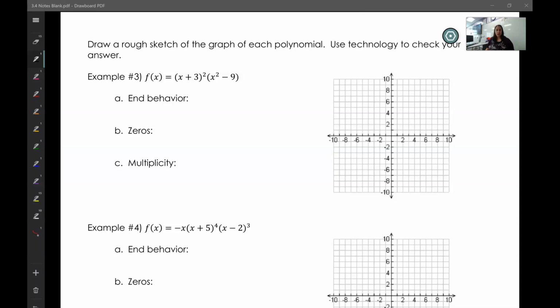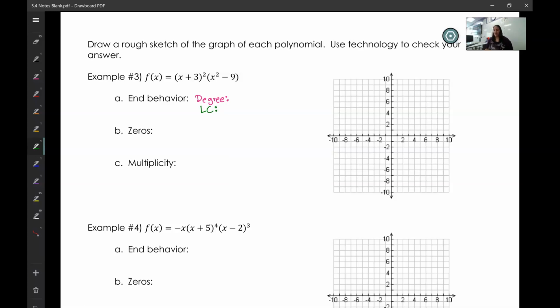Let's practice sketching a polynomial from everything we've learned so far. So we're given a polynomial right here. I need to start by finding the end behavior. If you remember from the previous video, that means I need the degree and the leading coefficient.